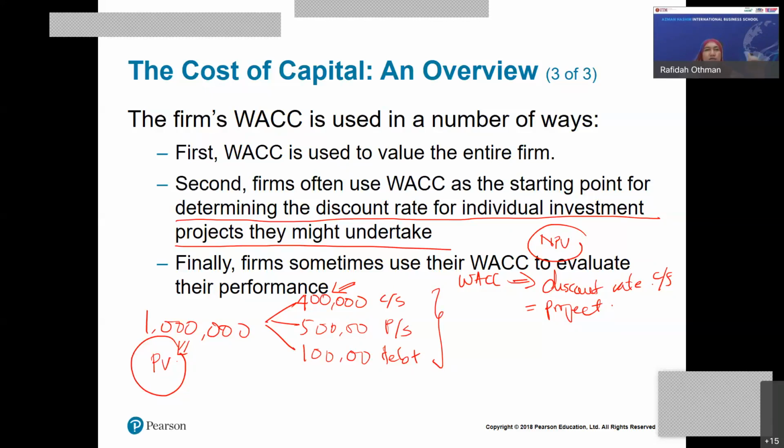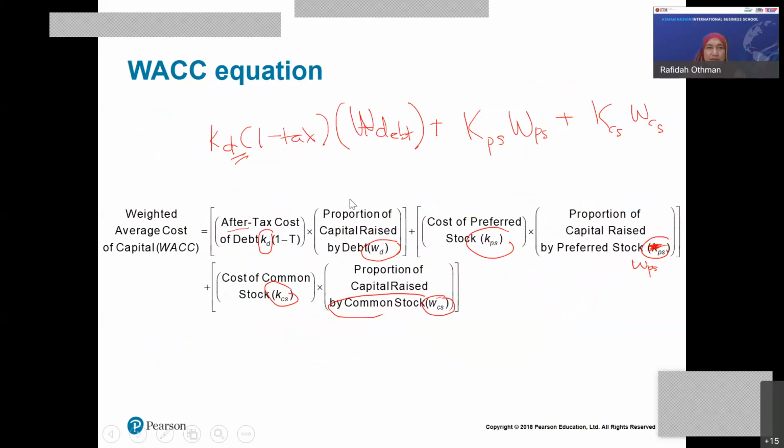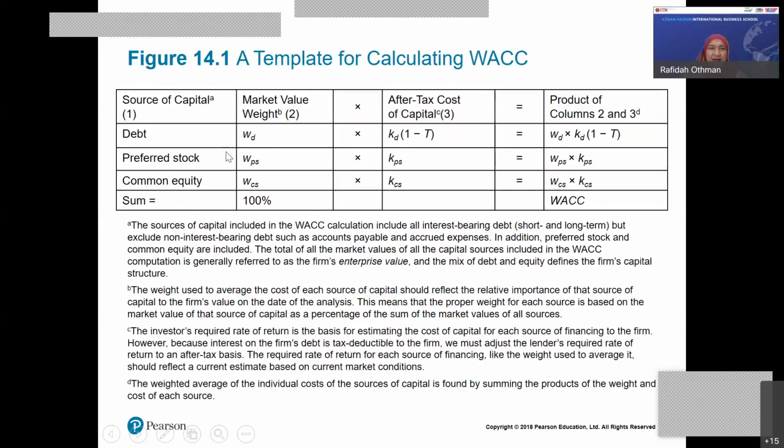All right. So this is the cost of debt after tax. So cost of debt after tax times the weightage of debt. And these are the components, right? This is weightage for debt, this is weightage for preferred stock and weightage for common stock. And this is the cost of debt after tax, cost of preferred stock, and cost of common stock.